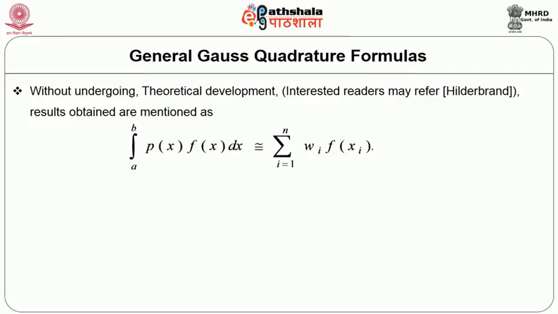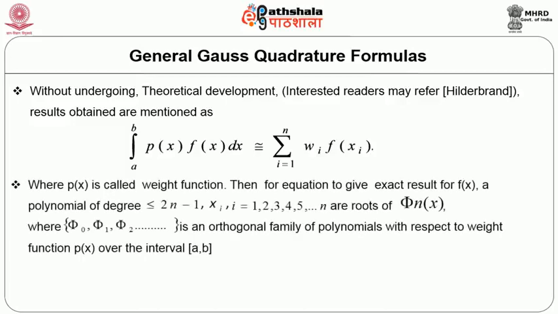The formula integral a to b p(x) into f(x) dx, this p(x) is called weight function. So far we were integrating a to b f(x) dx, so p(x) was 1 in our consideration. So general treatment is integral a to b p(x) into f(x) dx is equal to sigma i equal to 1 to n w_i f(x_i). This is the type of formula, Gauss quadrature formula, which we are deriving. p(x) is weight function, and this formula should give us correct result for f(x) to be a polynomial of degree less than or equal to 2n minus 1. So, this formula will give correct result.